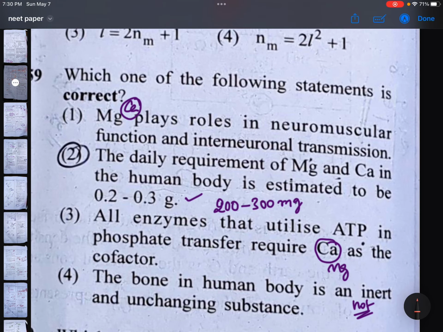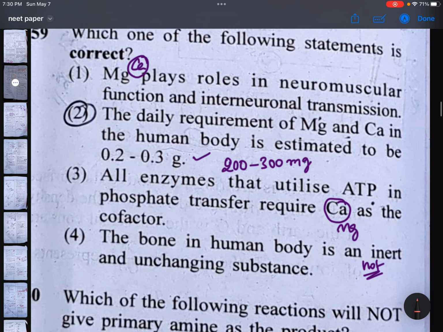Which of the following statements is correct? First statement is wrong because that should be calcium. Calcium plays roles in neuromuscular function, interneuronal transmission. Second is right. In the NCERT it is mentioned 200 to 300 milligrams. You can check there, last paragraph, biological importance. We used to stress on this a lot. All enzymes that utilize ATP in phosphate transfer require magnesium as the cofactor.